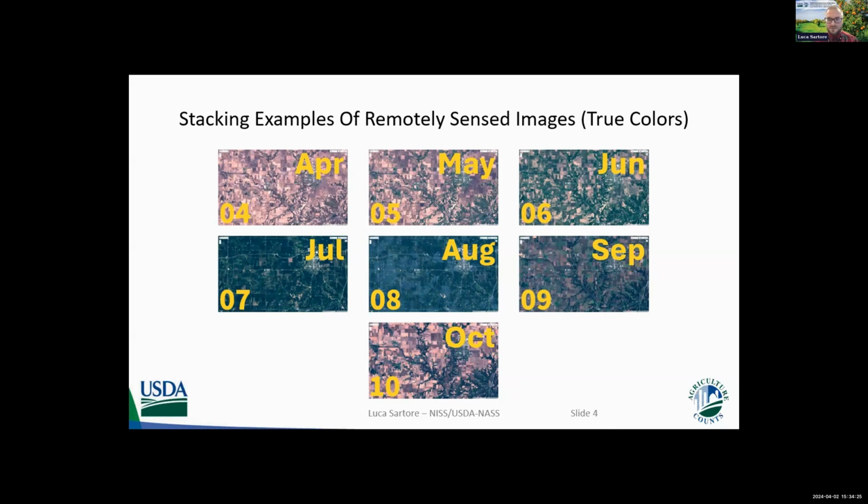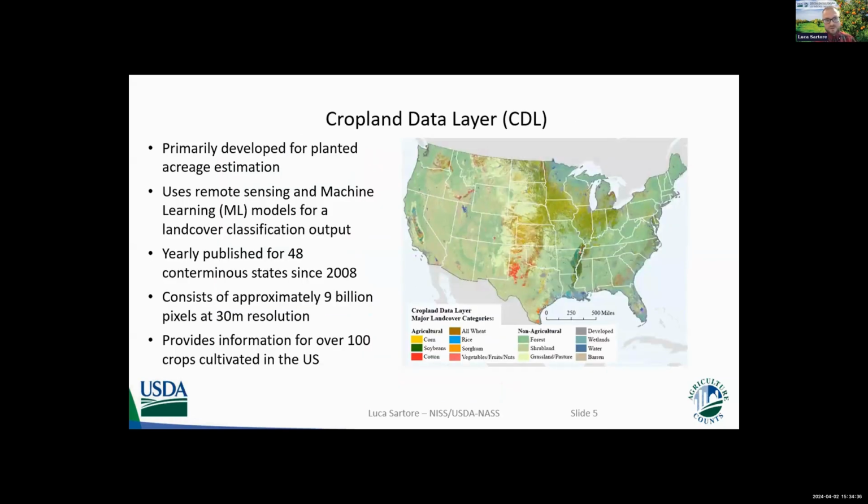By looking at this evolution of the colors of these spectral bands, we are able to detect through machine learning the type of crop that has been planted on certain fields. By doing so, we are able to create the cropland data layer. This is primarily developed to inform the planted acreage estimation.